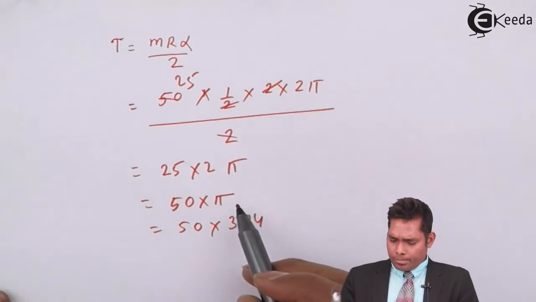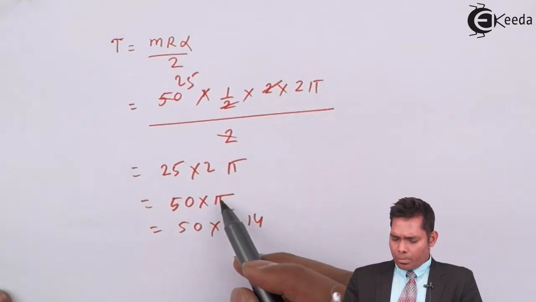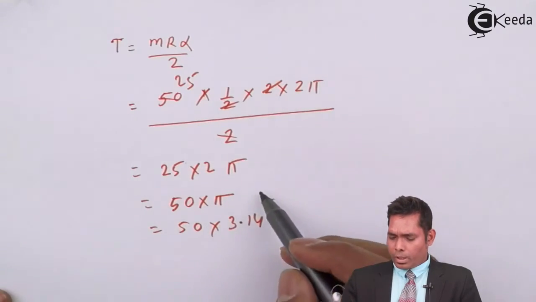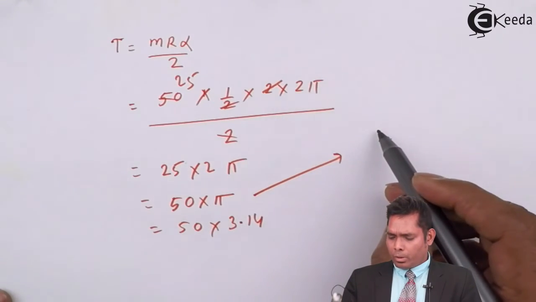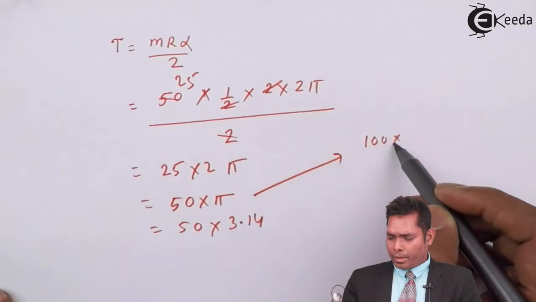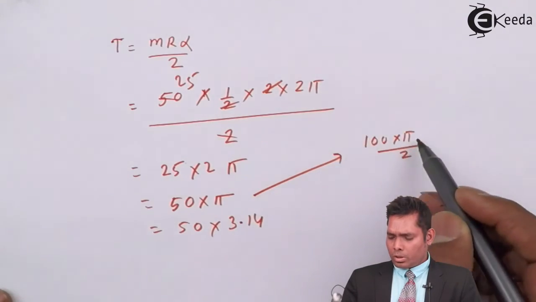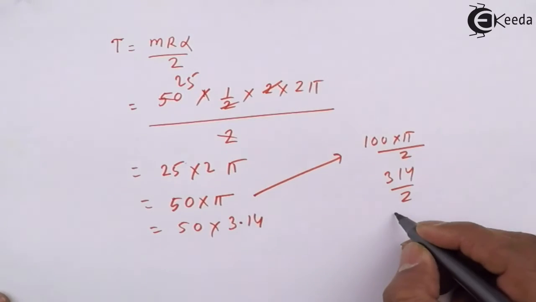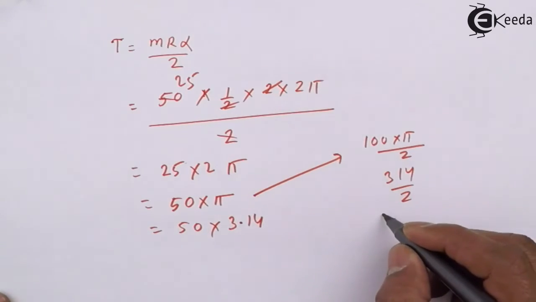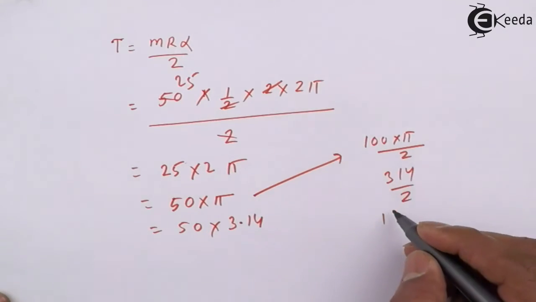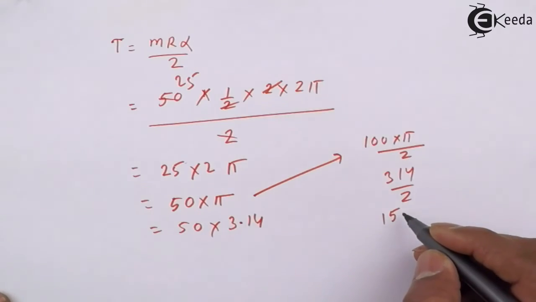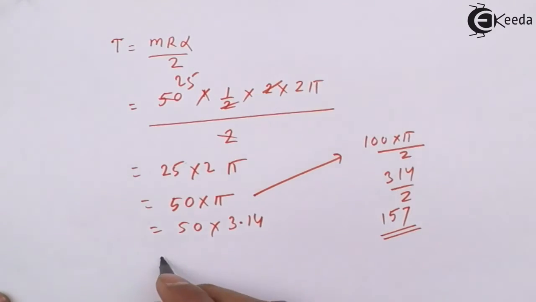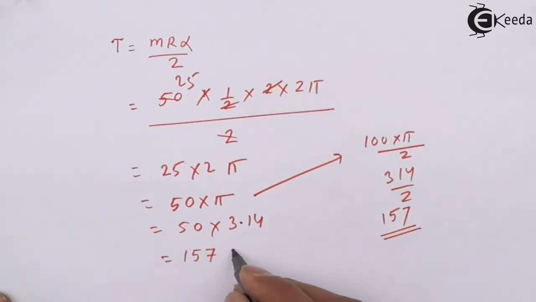I will multiply 2 and divide 2, that will be better. If I do that way, this will be 100 pi divided by 2. So this is 314 divided by 2. So this comes out to be 157 Newton.